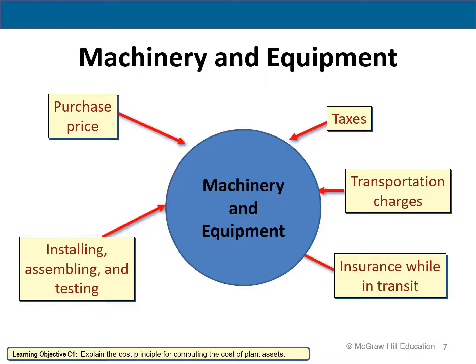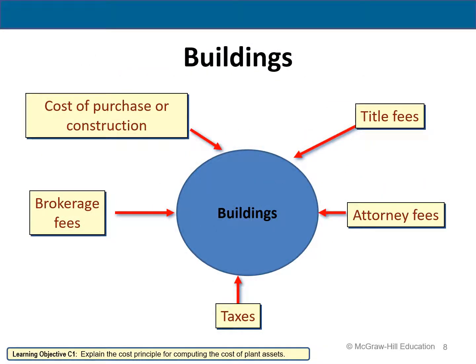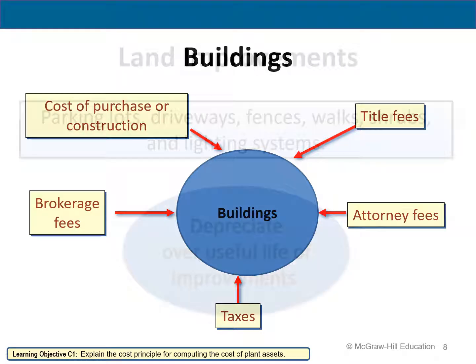So machinery and equipment, what that looks like, for example, would be the purchase price plus the taxes, any transportation charges, any interest while it's in transit, and then any installation, assembly, and testing costs will also all become part of that cost of the piece of machinery or equipment. For buildings, it may include things like the cost of purchase or construction, maybe brokerage fees, taxes, attorney fees, title fees. All of those types of things become part of the cost of the building.